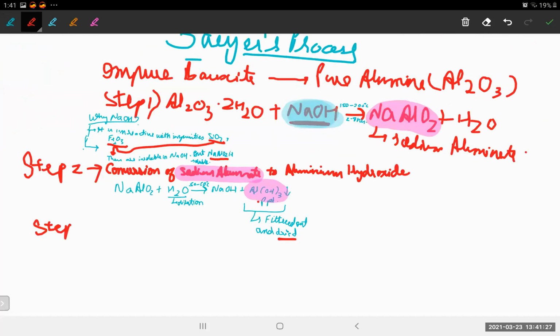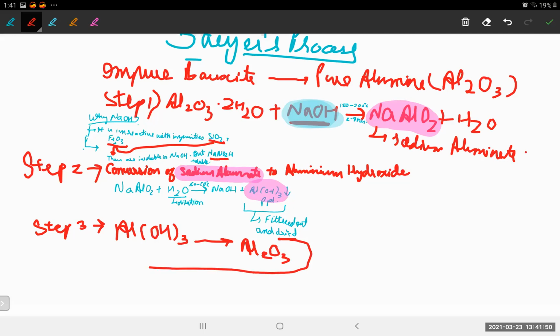Okay, 1 minute. So step number 3 is to convert Al(OH)3, that is aluminium hydroxide, which we have got, to pure alumina. What is pure alumina? I've told you the compound name, Al2O3, isn't it? So how to convert it? We want to dry it out, isn't it? So this is what we call drying. Understood? Yes. So let's do that.